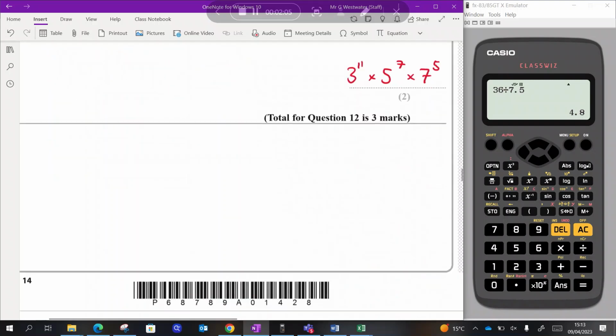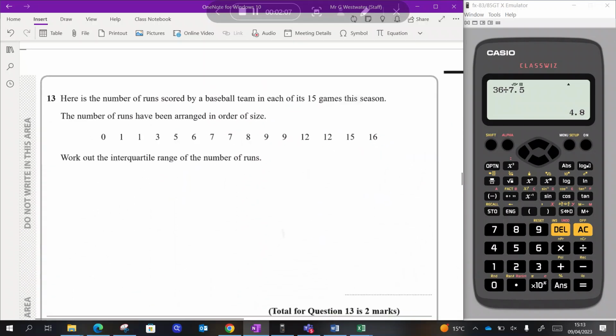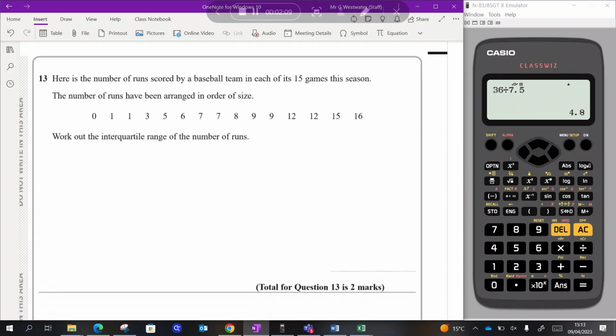Okay, on to 13. Here is the number of runs scored by a baseball team in each of its 15 games this season. The number of runs has been arranged in order of size. So whenever we're working out the various things like this, and in this case we're looking for the interquartile range, we first need to work out the median.